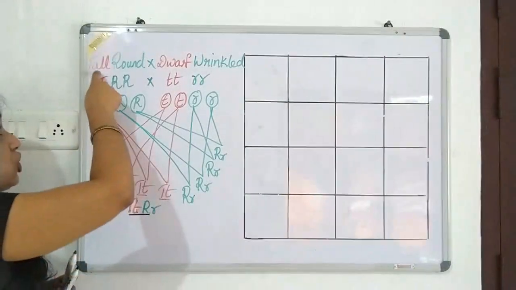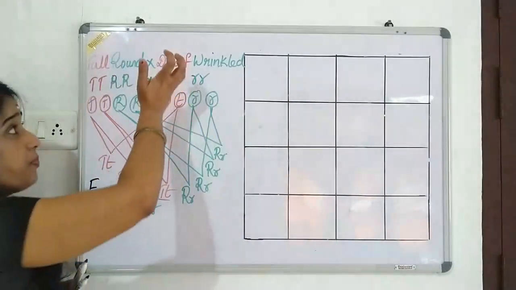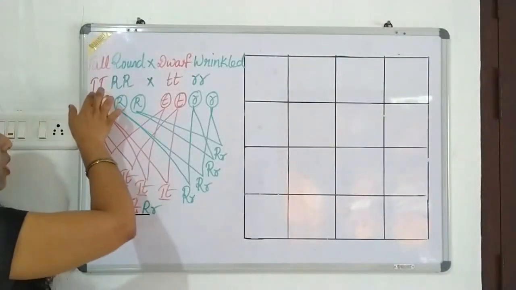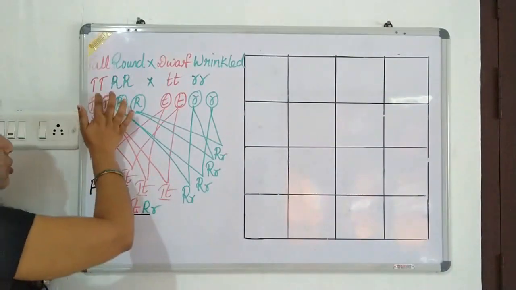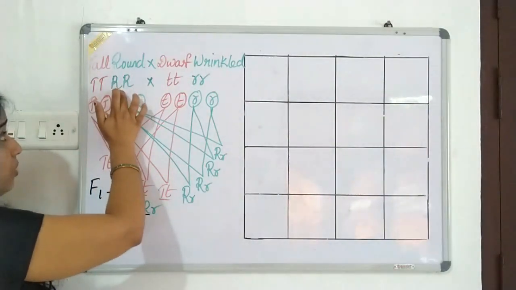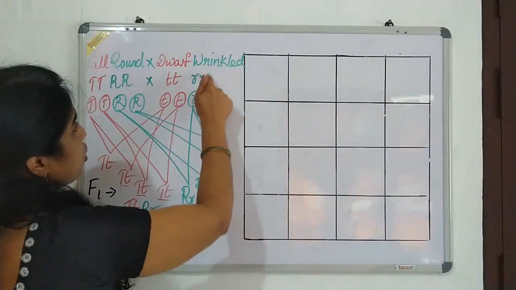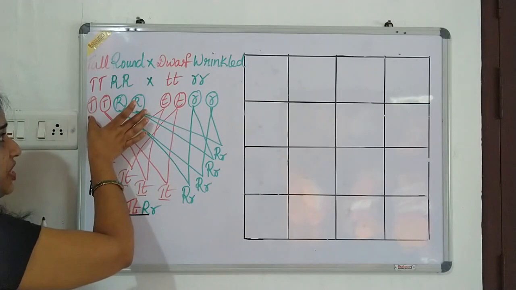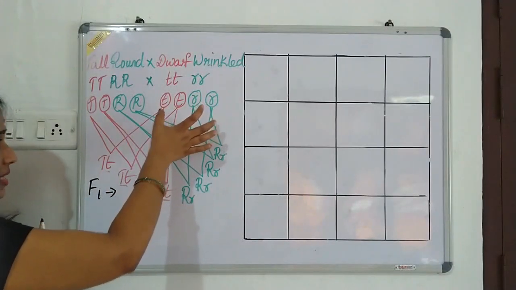One plant is a tall plant bearing round seeds. Another one is a dwarf plant bearing wrinkled seeds. So here you have seen already that one character is controlled by two factors. So 2 T's here and 2 capital R's here. Here also small t, 2 are there, small r also 2 are there. Then you separated them into different gametes. Just for your understanding, I have written it all here.